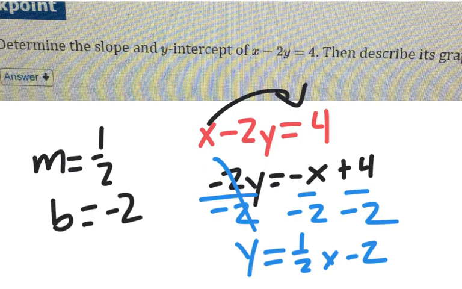My general rule of thumb when I'm solving equations is to get rid of the thing farthest away from what I'm trying to isolate. So if I'm trying to get y by itself, the thing farthest away is the x. So I get rid of the x first, then next is the negative 2. Now I have it in this form, so it's easy to identify. Y-intercept is negative 2, slope is a half. So if I describe its graph, it has a y-intercept at negative 2, and then you can rise 1, run 2 to find the next point. Rise 1, run 2, rise 1, run 2.